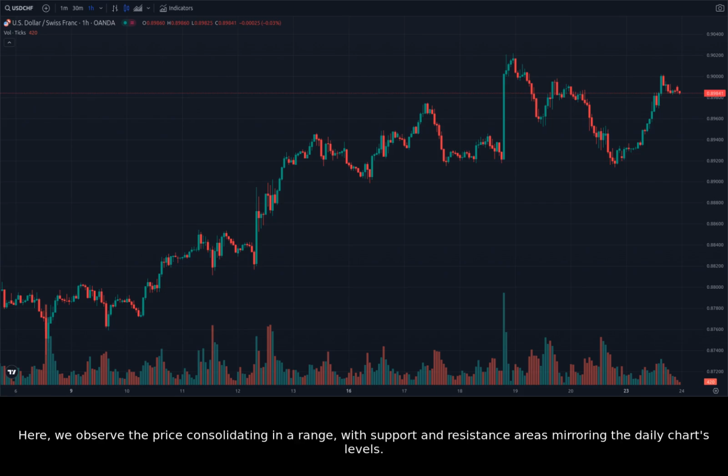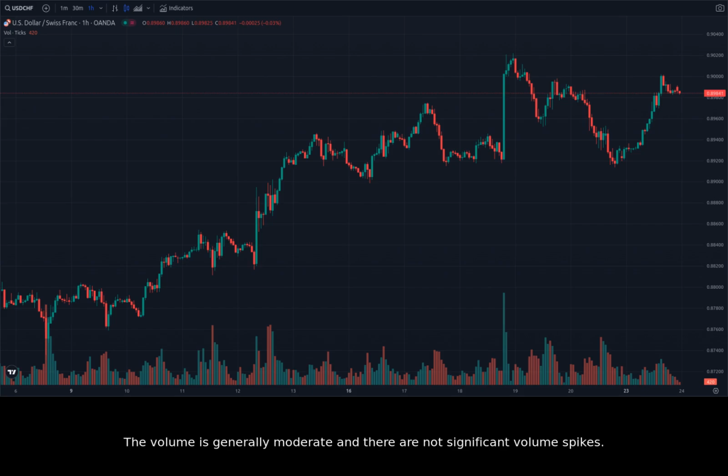Here, we observe the price consolidating in a range, with support and resistance areas mirroring the daily chart's levels. The volume is generally moderate and there are not significant volume spikes. Now let's zoom into a specific period on the 1-hour chart, perhaps a range of high volatility. This would be useful in seeing the dynamics of support and resistance when price breaks out.